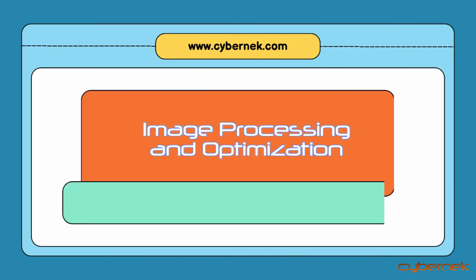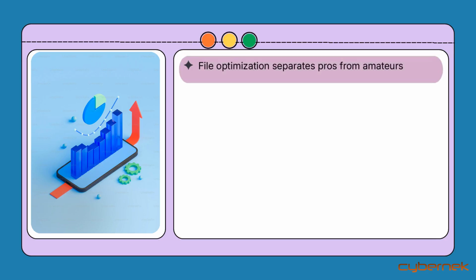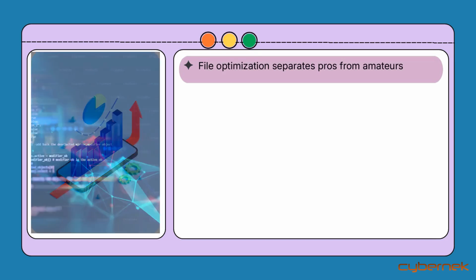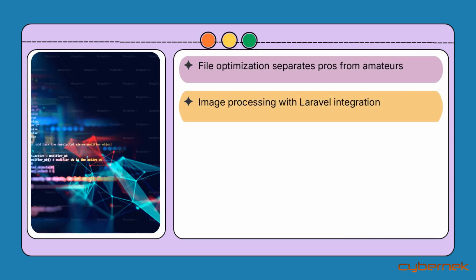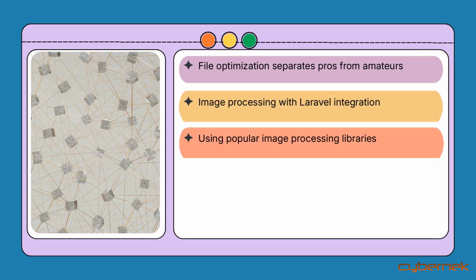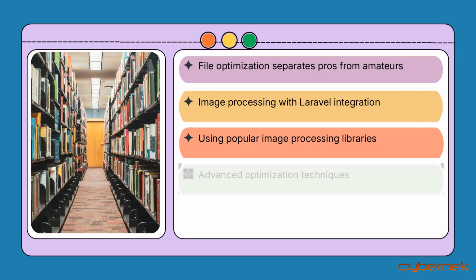Image processing and optimization. Uploading files is one thing, but optimizing them is where you separate the amateurs from the pros. Let's add some image processing magic using Laravel's integration with popular image libraries.